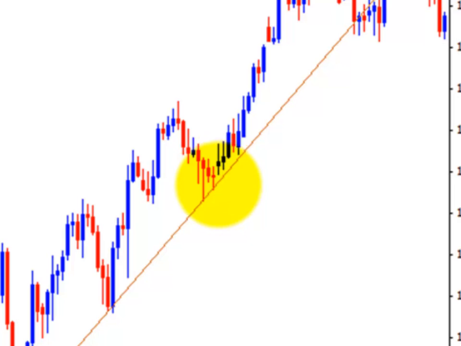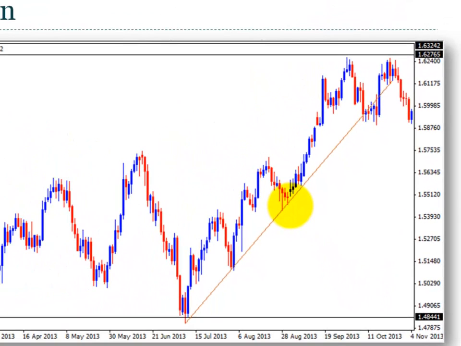The last red bar was a doji bar, and that was a confirmation of indecision. The market was really testing a trend line here. However, as you can see, the buyers took control, and it just moved higher and higher from then onwards.